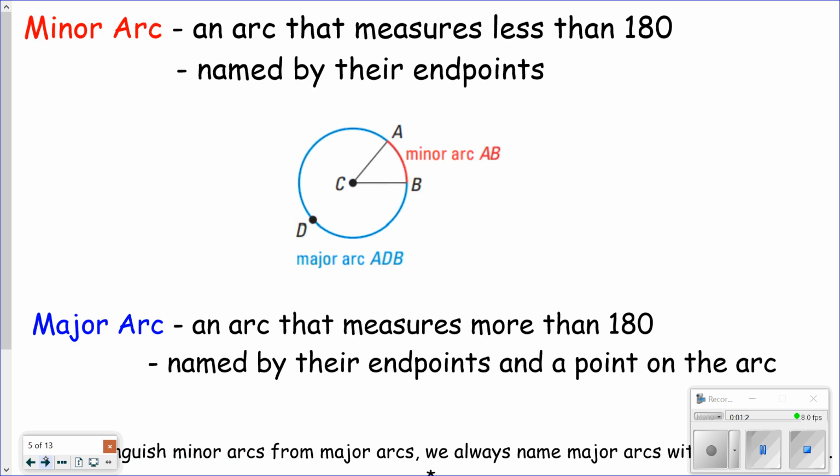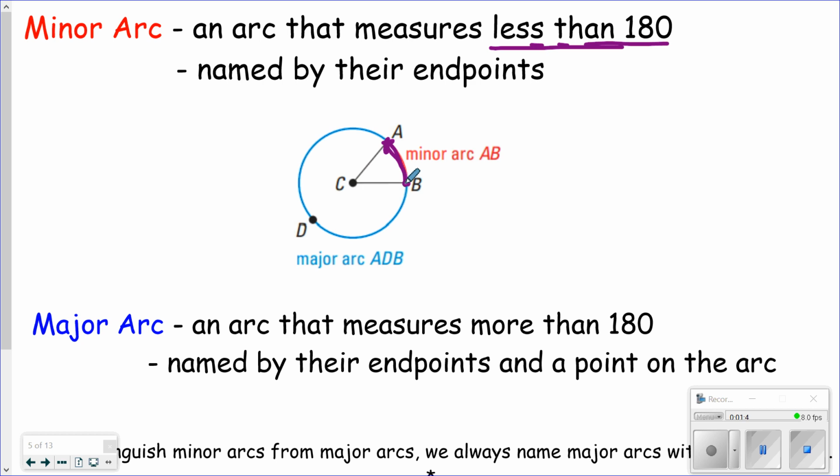A minor arc. A minor arc is an arc that measures less than 180, and we name it by their endpoints. So if we're talking about this red arc here, we call this minor AB because that's where it starts at A and it ends at B.